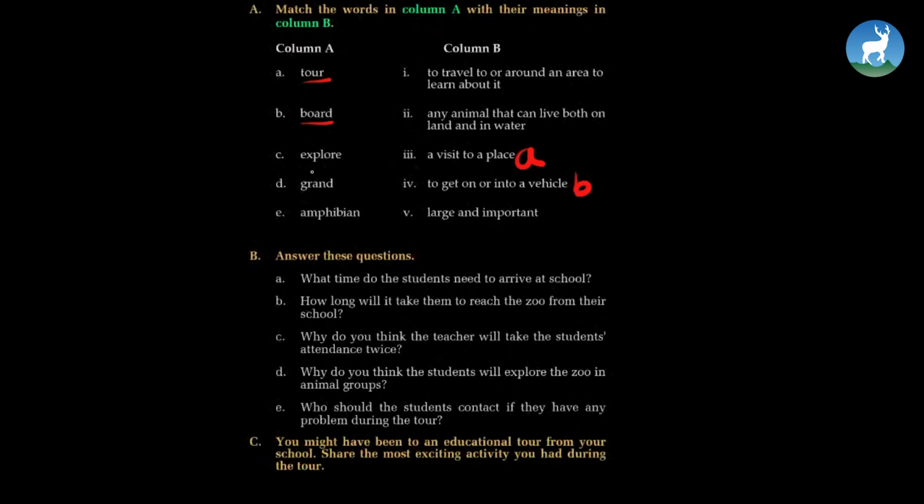Now the third word is explore. The meaning of the word explore is to travel to or around an area to learn about it. The fourth word is grand. The meaning of it is large and important. So the last word, the final word, is amphibian, and the obvious answer for this is the one that's remaining, an animal that can live both on land and in water. So this is the answer.